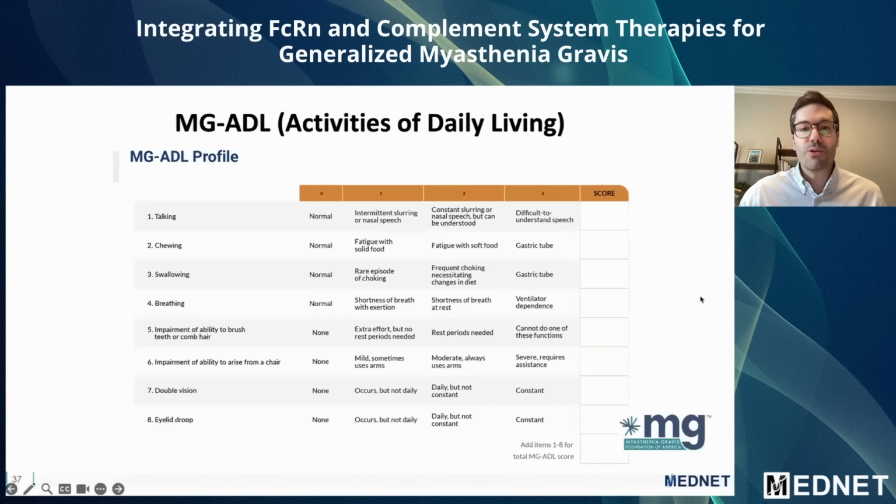And then the other score that I would recommend doing on all patients with myasthenia gravis and at each visit is the MG-ADL score. The MG-ADL score involves these 8 different categories of symptoms. A couple of notes that I want to make about this is that these are symptoms that the patient has had in the past 7 days. So if they had constant slurring a month ago, but within the past week or two it's just been intermittent, you would just count it as intermittent.